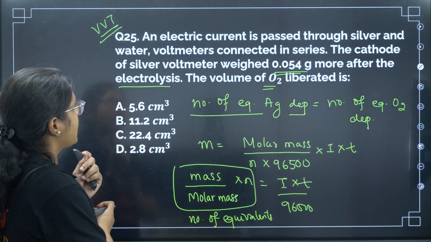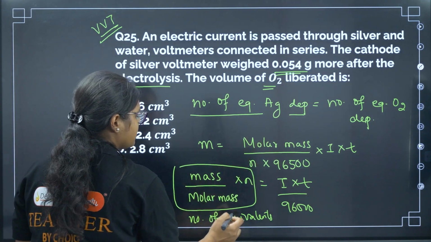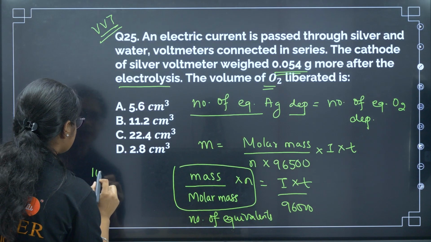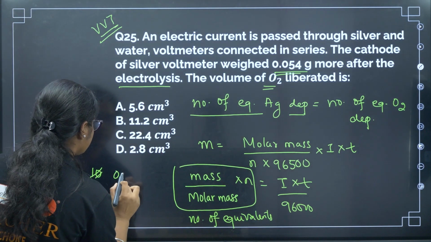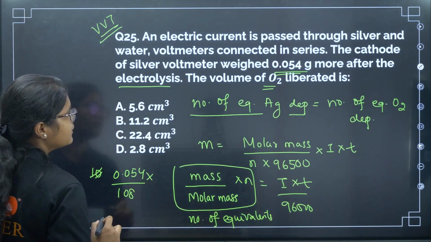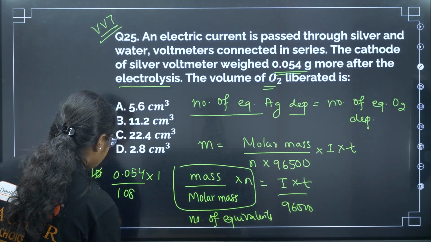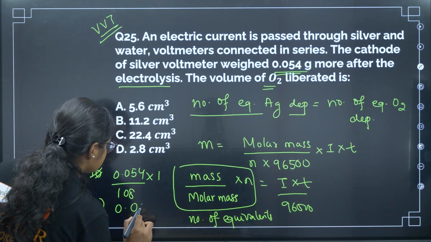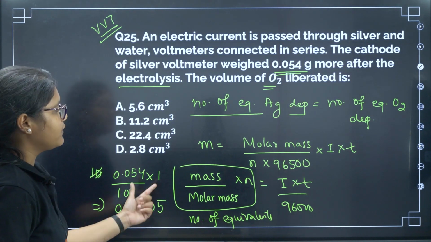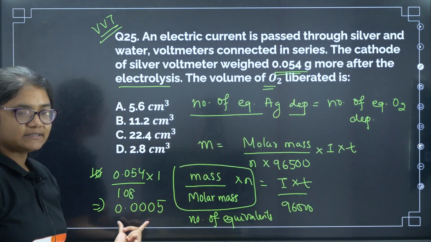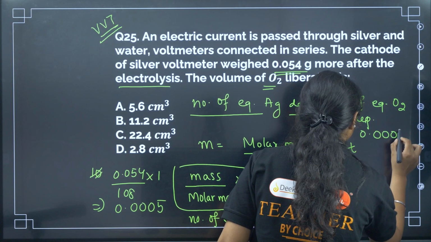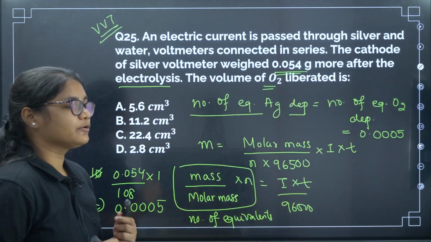Okay, so now the question is what? We have to calculate the number of equivalents of magnesium, the number of equivalents of silver. So mass deposited is 0.054, right? Molar mass is 108 and into N. So N factor here is 1. So if I solve this, I'll get 0.0005, right? So now the number of equivalents deposited of oxygen will also be same. So what is the number of equivalents of oxygen? That is 0.0005, right? Now we have to calculate the volume.